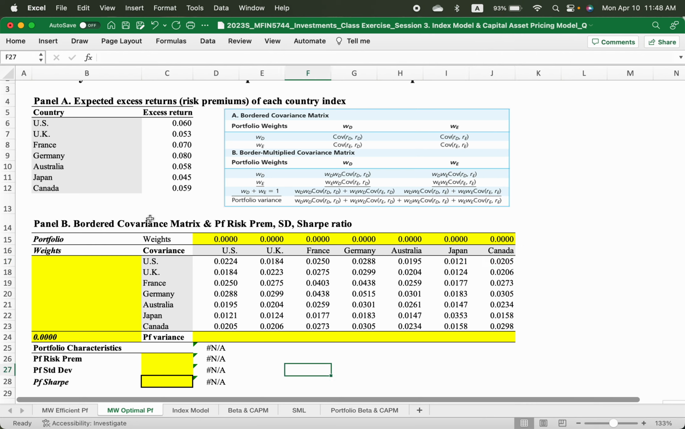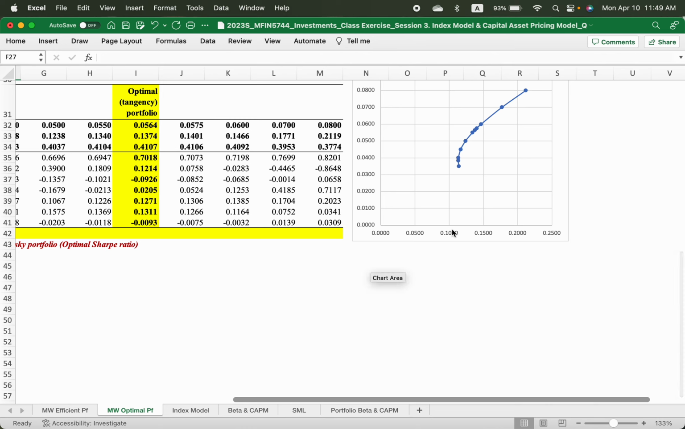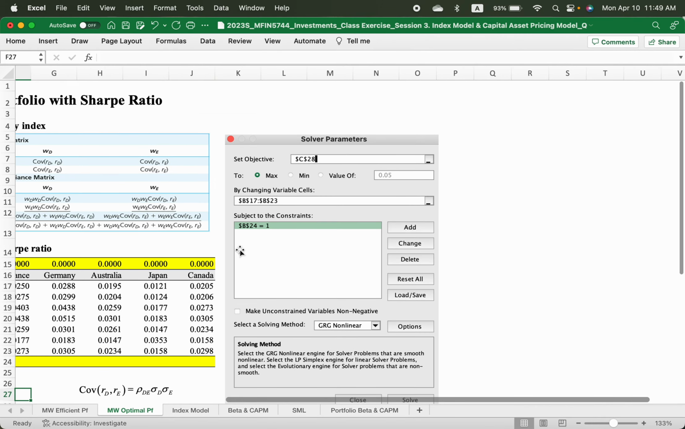Here, first, the covariance matrix and the portfolio risk premium, standard deviation and Sharpe ratio. We'll use the Sharpe ratio to find the maximum performance. Sharpe ratio, how to calculate it? Right, the excess return divided by standard deviation. If the Sharpe ratio is high, then the slope of the capital allocation line is steeper, right? Which means once we increase the x-axis, the y-axis increases more.